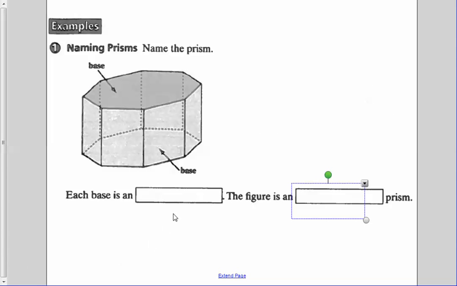Now we have to name them. Naming a prism: again, we get the name of our prisms based upon what the base is. Each base is an octagon in this example. Not to say I have a rectangle on each side here, but the base is what it's flat on, or what is laying there. So I have an octagon, an 8-sided figure, so it's an octagonal prism.